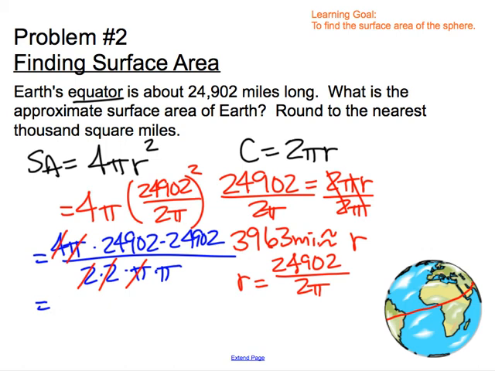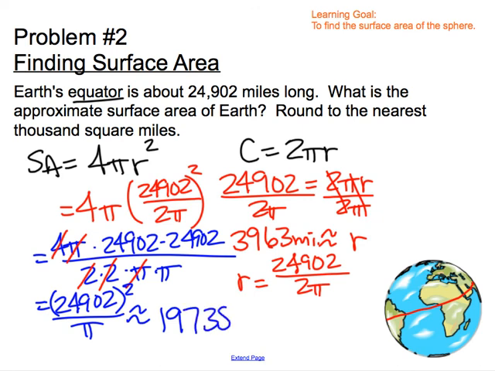And we're left with 24,902 squared divided by pi. So this is what I'll actually plug into my calculator to get an approximate value. So my calculator gives me an answer of 197,387,017.4707.